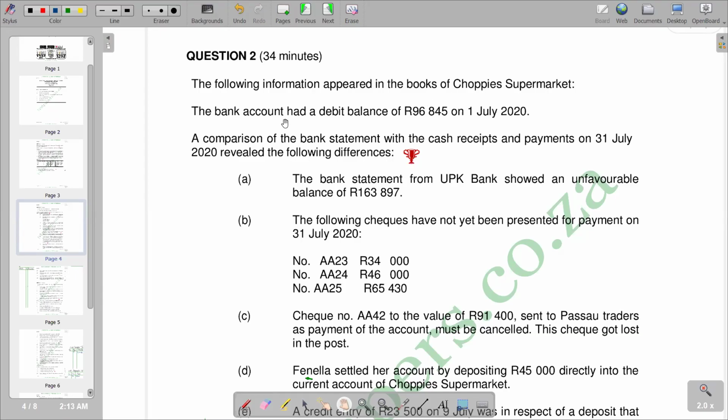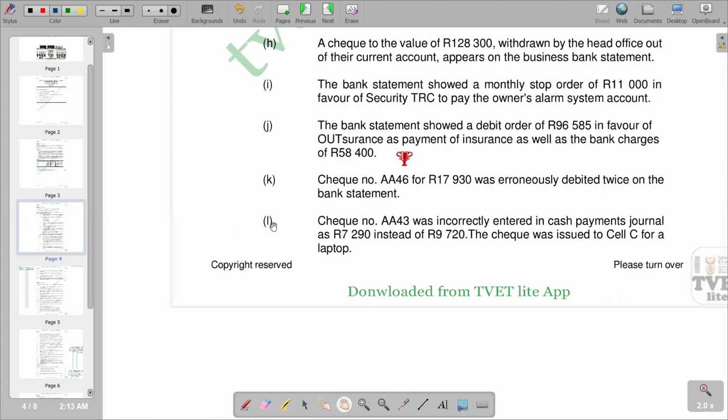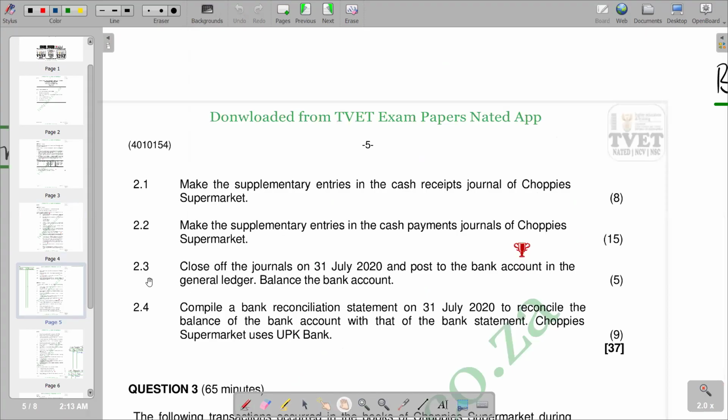The following information appeared in the books of Trophy Supermarket: the bank account had a debit balance of 96,845 rands on 1 July 2020. Then a comparison of the bank statement with the cash receipts and payments on 31 July 2020 reveals the following differences. So we've got the differences that we are given there, going down to additional information, and going on to the next page, you'll see a continuation of the information that we are given.